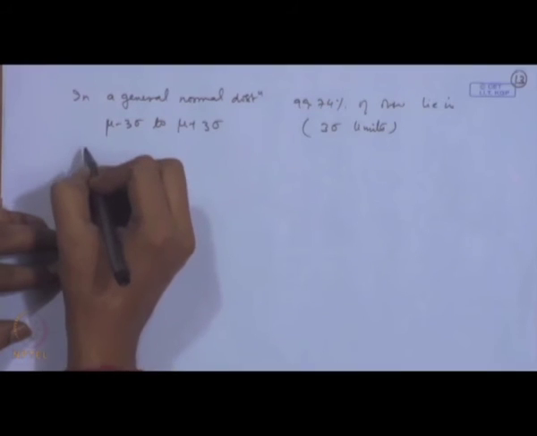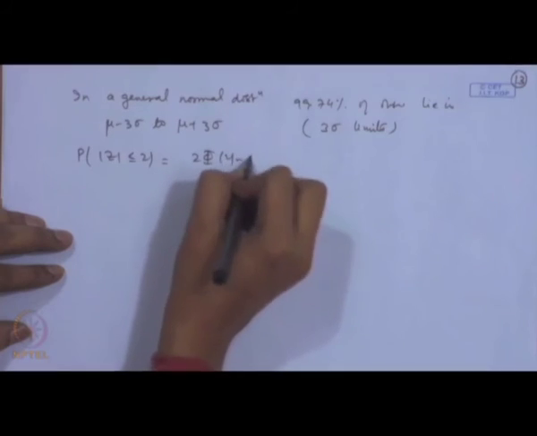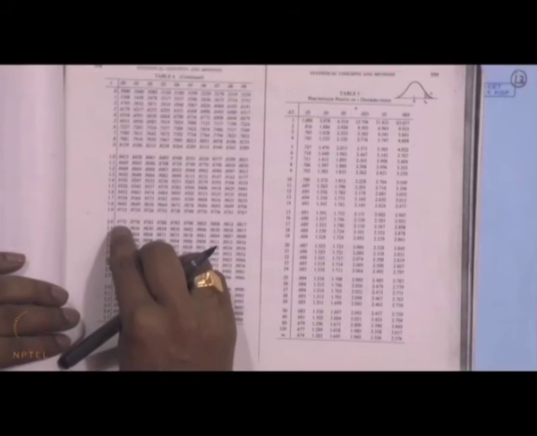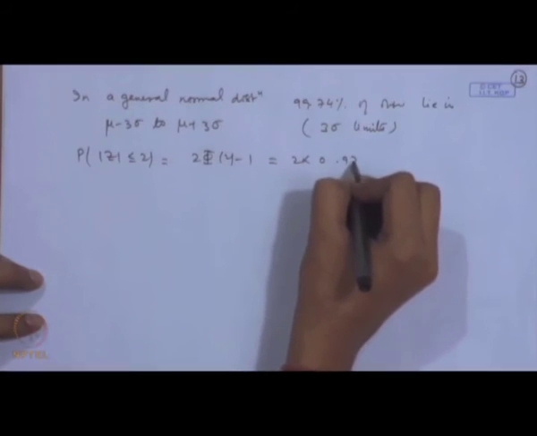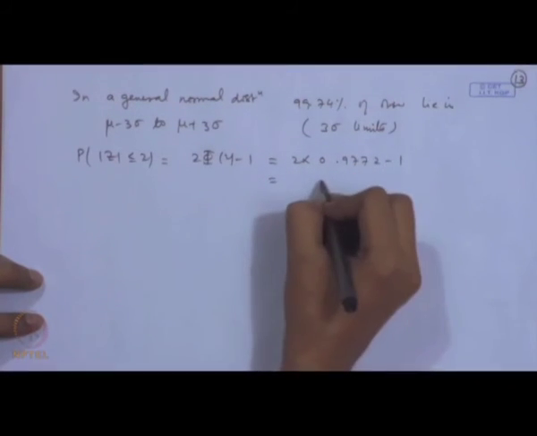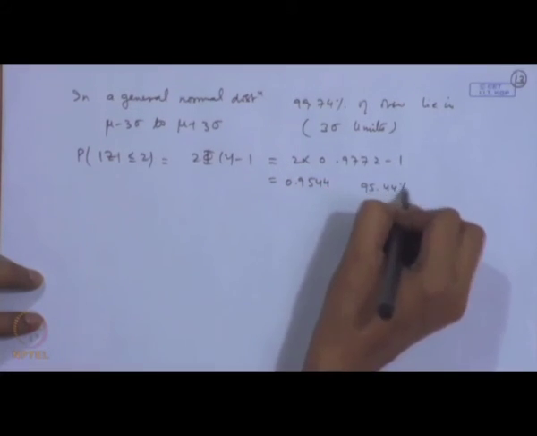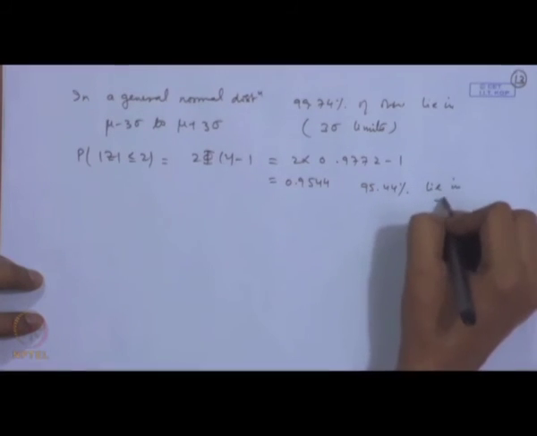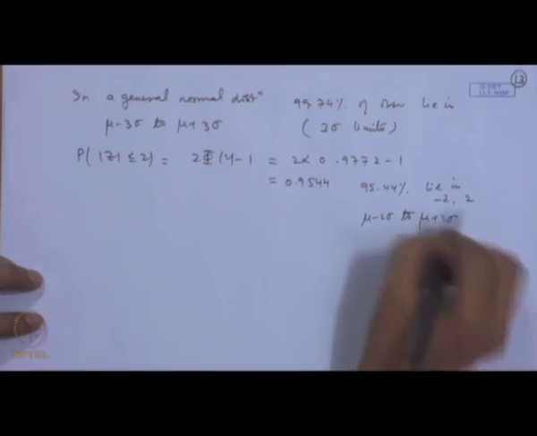Similarly, if we consider modulus z less than or equal to 2, then that is twice phi 2 minus 1, and phi 2, if we see from the tables of the normal distribution, is 0.9772. So, this is equal to twice 0.9772 minus 1, that is 95.44% of the observations lie in minus 2 to 2 or mu minus 2 sigma to mu plus 2 sigma.